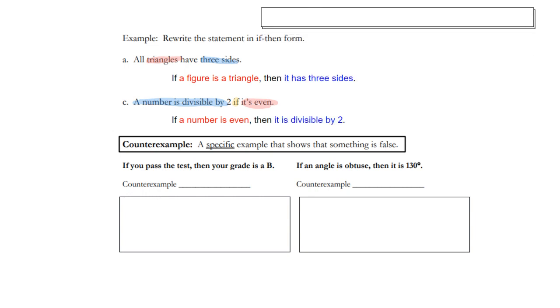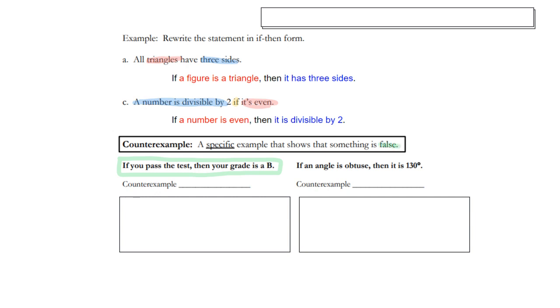Well, then it is divisible by 2. Okay, so now let's take a look at this statement right here before we look at the word counterexample. It says, if you pass the test, then your grade is a B. Well, we all know that that's not true. There are people who pass tests who don't earn a B on the test. They earn an A or a C, and they still pass the test.